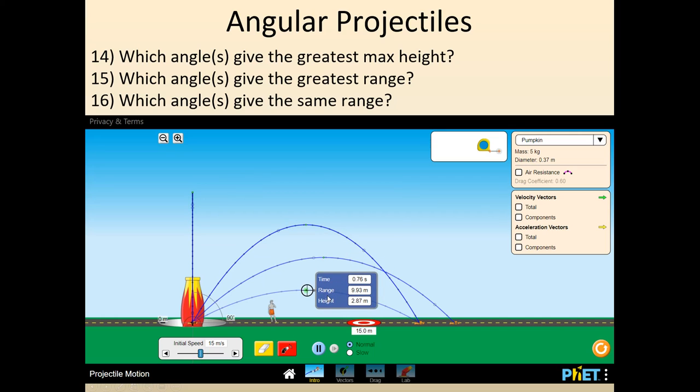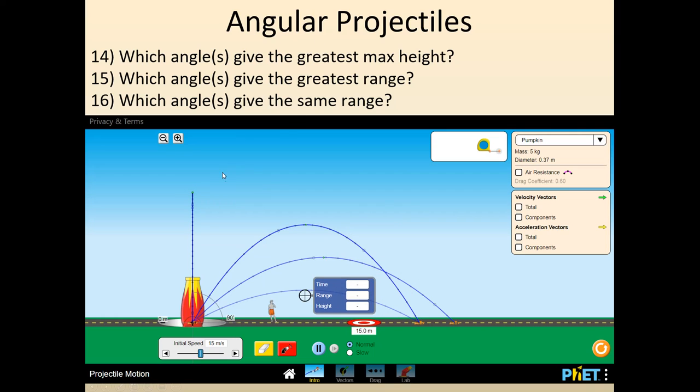So if I look here, this has a maximum height it reaches in a time of 0.76. This one reaches its max height at 1.08. This reaches it at 1.32, and this reaches the max height in 1.53. So what we can see is increasing the angle increased the time it was in the air, because the time it took for it to reach max height kept going up each time.